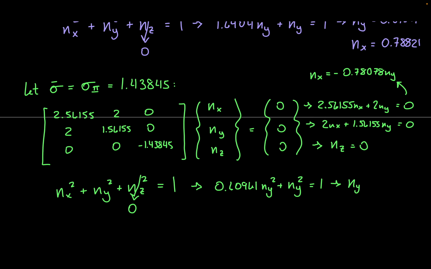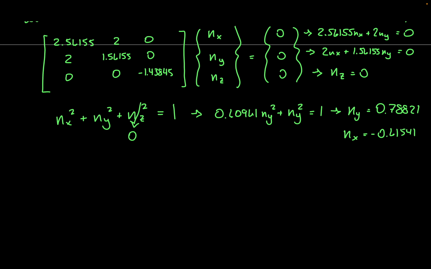So that will give ny as 0.78821, and then nx will be equal to negative 0.61541. And that is 2 in the bag. One more to go. So now, this should be getting familiar.